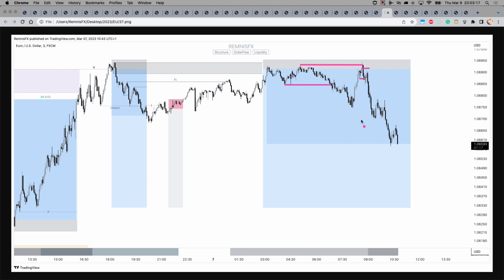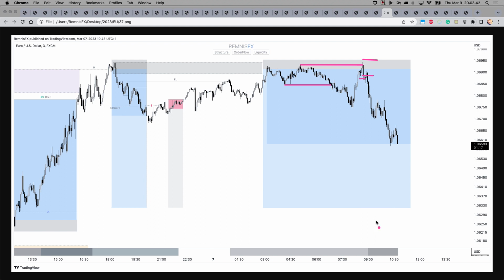So what you basically could have done at that point, entry here, and then stop either here or here. Again, this low got taken out. So this candle, entry here, and then stop there, right? And then again, TP here.